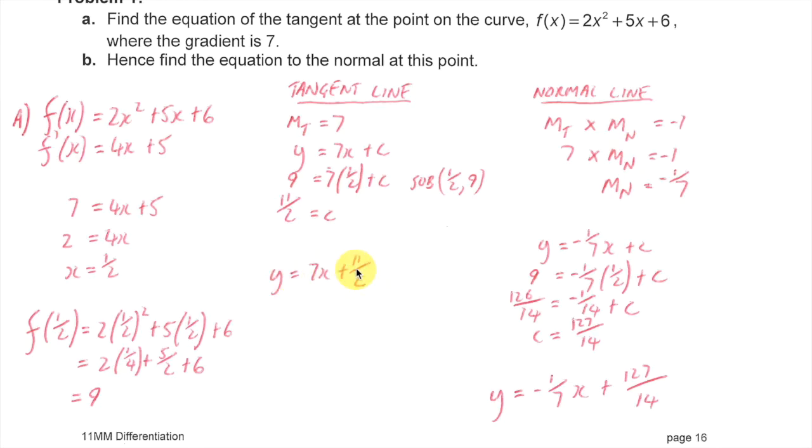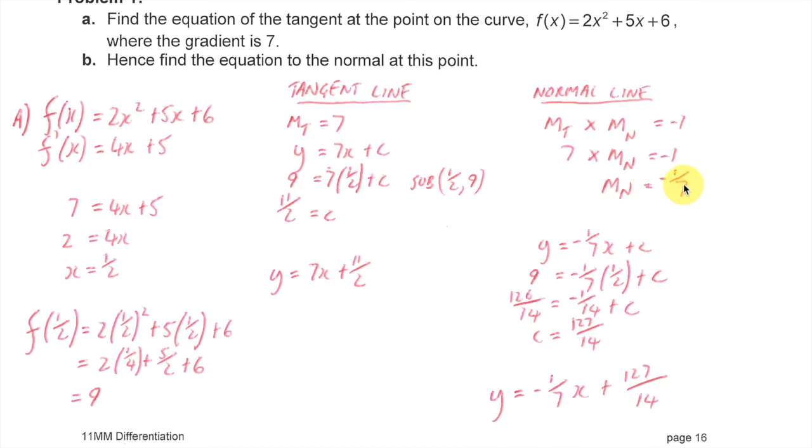With that bit of information, I need to also work out the equation of the normal line. Remember, the normal line and the tangent line meet at right angles. I apply this bit of a fact here, that the gradient of the tangent line multiplied by the gradient of the normal line will equal -1. So the tangent line is 7. The normal line I can work out as being -1/7.